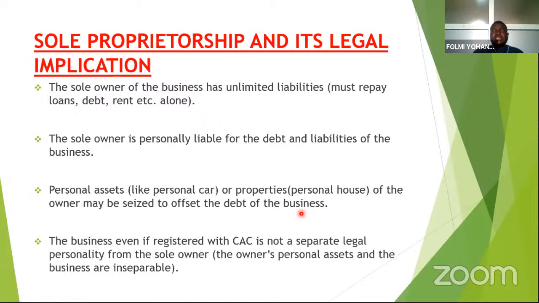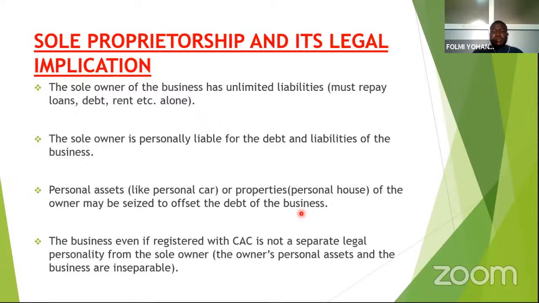Let me use this example for you. Mr. Johnson runs Johnson Business Ventures, and he went ahead to borrow money from Guarantee Trust Bank, and he was unable to pay that money because he's running a sole proprietorship. And even if the company is registered with CAC as a business name, and he was unable to pay that money he borrowed from GT Bank, GT Bank can come for his personal belonging, his car, his mattresses, the pots in his house, his gas cooker, all his personal belonging, for them to offset that particular loan he borrowed from there. So that's one of the legal implications of running a sole proprietorship.